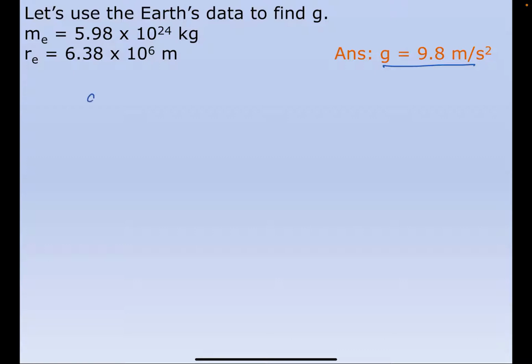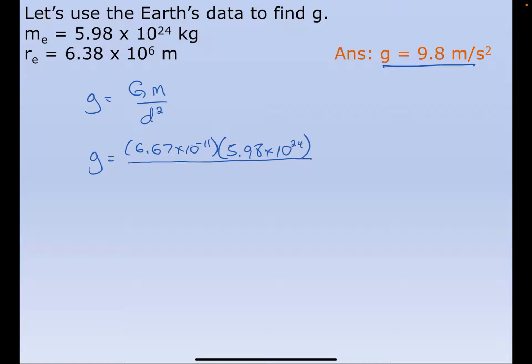So what we just saw is that little g is this, GM over d squared, where M is the mass of whatever planet you're on, and d is the radius of whatever planet you're on. So when we use this, we're given the values in this question, and in general that's going to be true. Big G, always this. Mass, in this case the mass of Earth, so that's why it's M_E. If you were on the moon or something, you would use the moon's mass and the moon's radius, and you could find out little g for the moon, or whatever planet or moon or asteroid or anything like that.